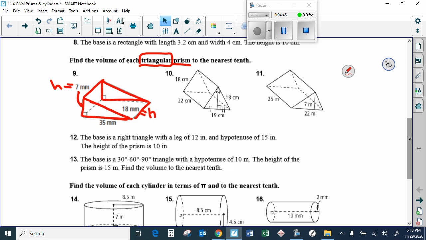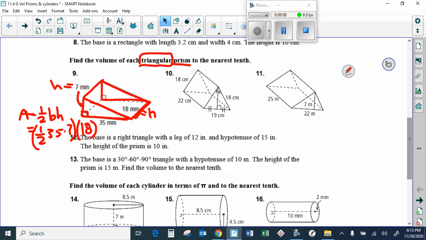Okay, so we have to do 1/2, and remember, area of a triangle, 1/2 base times the height. That's for this right here. So I have 1/2, 35 times the height, 7. Get that answer and multiply it by the height of the prism itself, 18. Put all that in a calculator, round to nearest tenth.